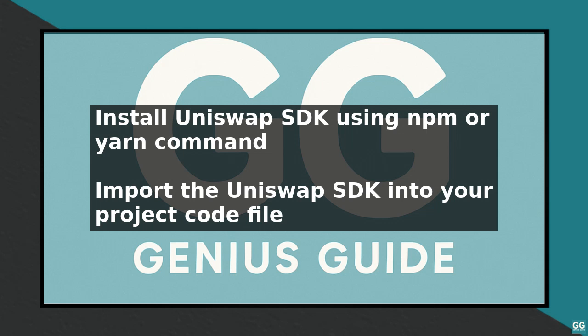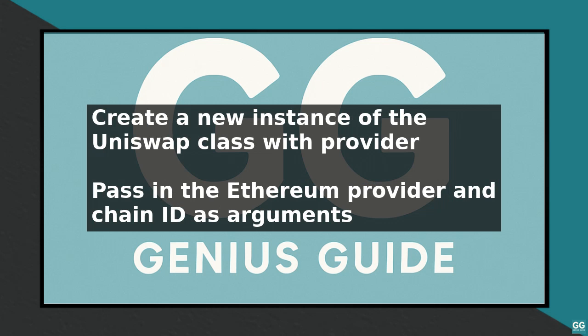Once you have created a new instance of the Uniswap class, you can use the SDK to fetch token prices, get token balances, and execute trades. For example, you can use the getPair function to fetch the price of a token pair, such as ETH, DAI, by calling uniswap.getPair(ETH address, DAI address).